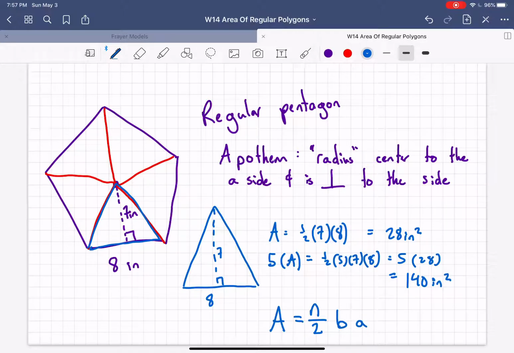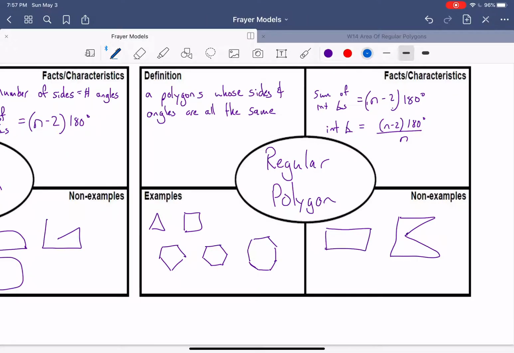All right. But we have another scenario which makes it a little more complicated. Let's add that to our regular polygon for our model. We have area is equal to n over 2 times the base times the apothem. And let's write that off on the side. A is equal to the apothem.